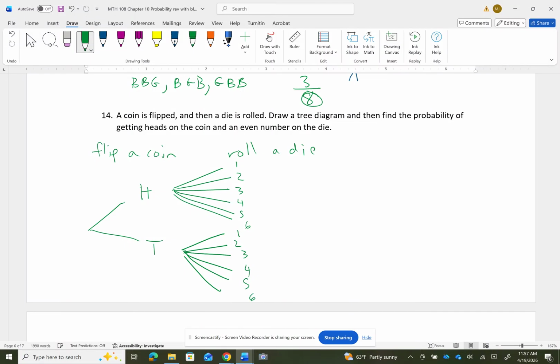Okay, and so my sample space would look like heads followed by a 1, heads followed by a 2, and so on. And then I'm going to write it over here, tails followed by a 1, a 2, a 3, a 4, a 5, or a 6. So 12 possible outcomes on that.